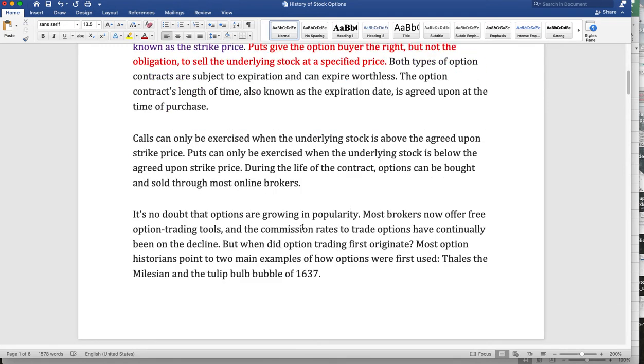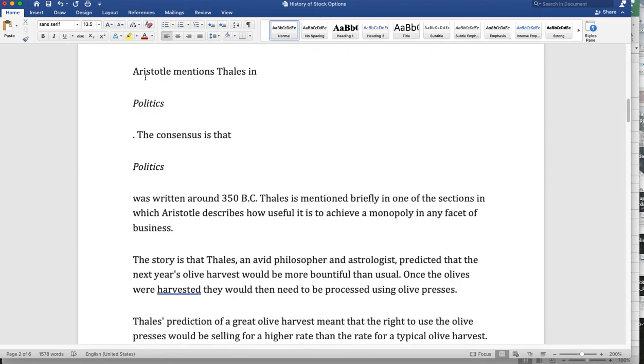It's no doubt that options are growing in popularity. Most brokers now offer free option trading tools, and the commission rates for trading options have continually been on the decline. But when did option trading first originate? Most option historians point to two main examples of how options were first used. Thales, the Milesian, and the tulip bulb bubble of 1637. Wow, that was a long time ago, 1637. Here's that word again, Aristotle.